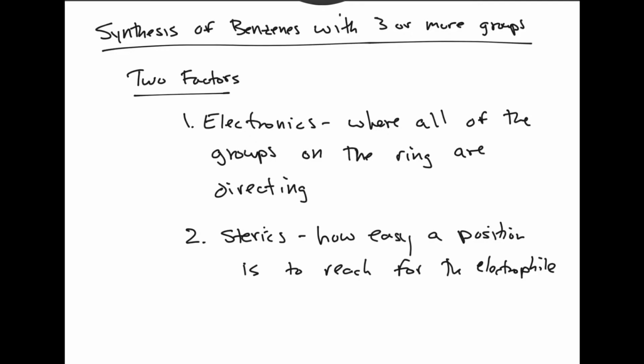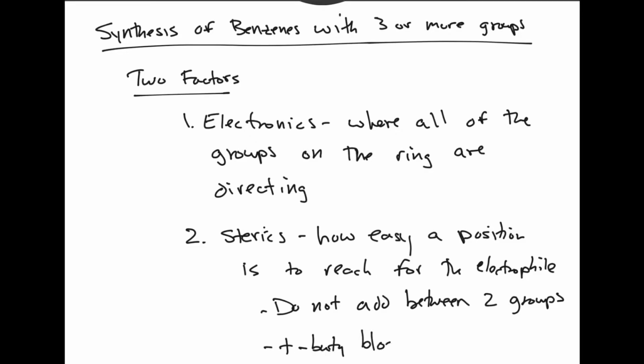Our general rule here is you don't add between two groups. So you don't want to kind of squeeze in and end up with three groups in a row, right? And we'll show some examples of that here in a sec. And then the other thing is that tert-butyl blocks its ortho positions. So if you have a tert-butyl group on a ring, you can't add ortho to that tert-butyl group.